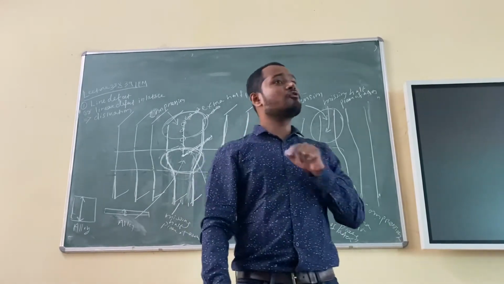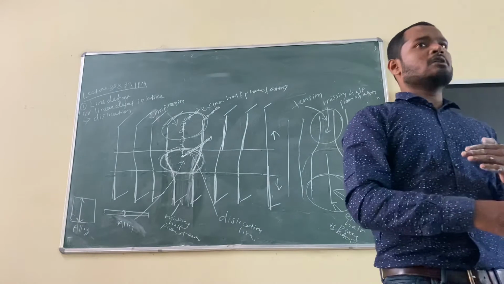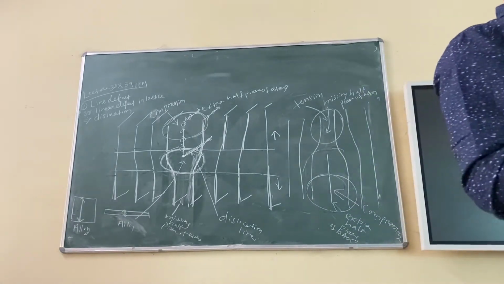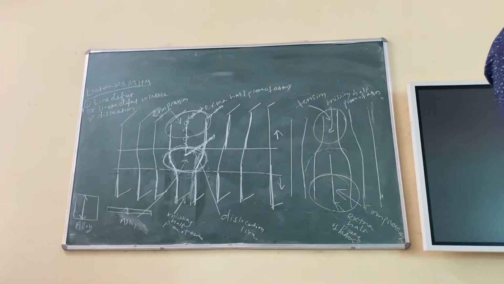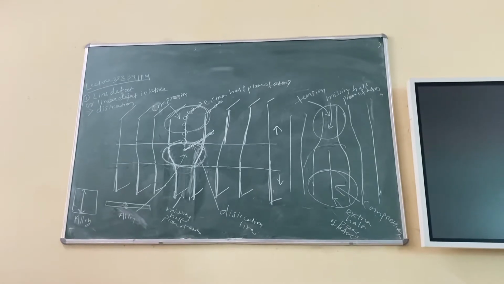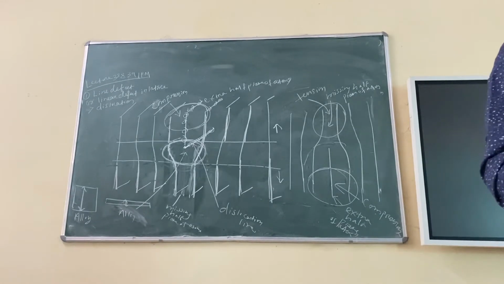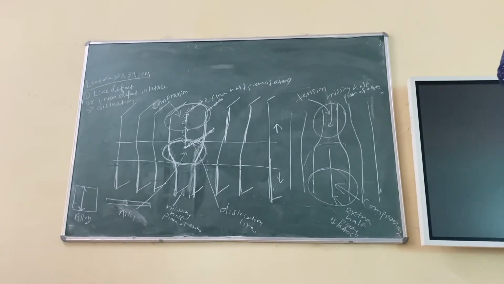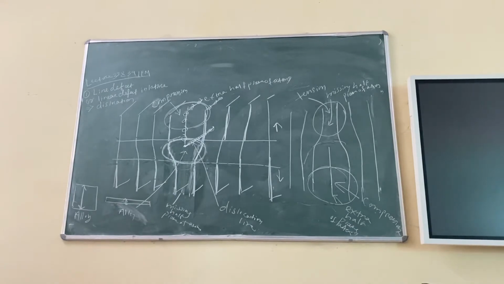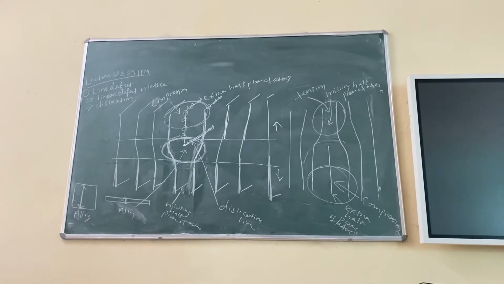It will move if you apply more stress. So the higher the stress, the higher the strength, right? If a dislocation needs higher stress to move, that means the material has higher strength. But if a dislocation needs a very low stress to move, it is ductile, right? So this is very simple.